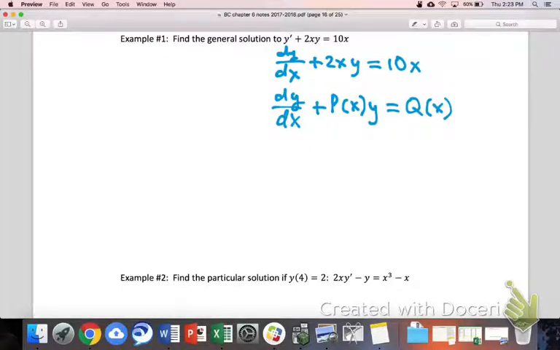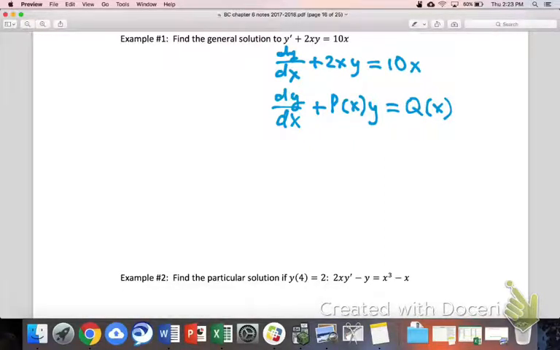So you can see dy/dx is exactly where it's supposed to be. 2x is in the place of p of x. And then q of x, based on the way this is written, would have to be 10x, right? So we're just matching up the different pieces with where they are. Still good? Any questions? Okay.